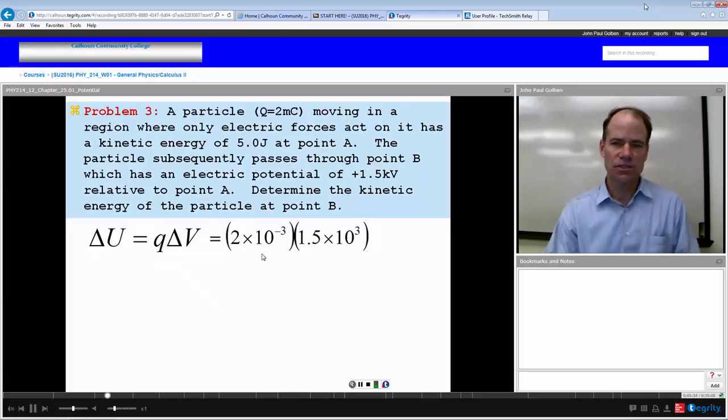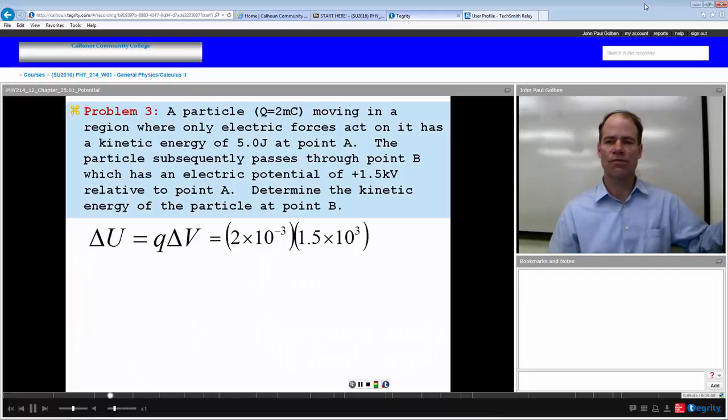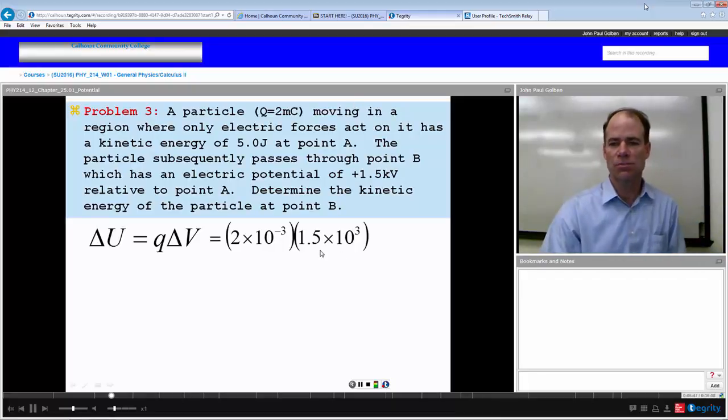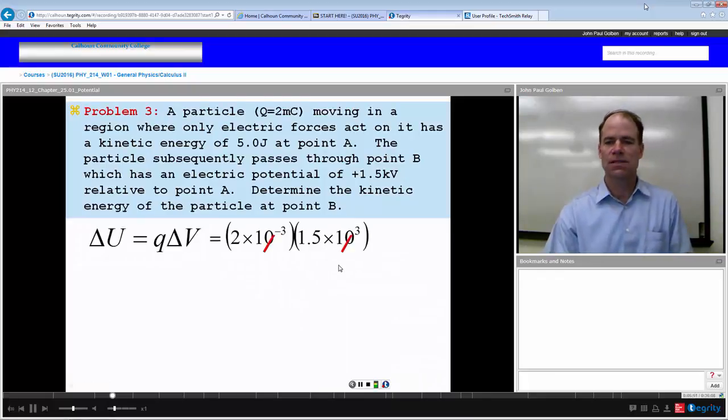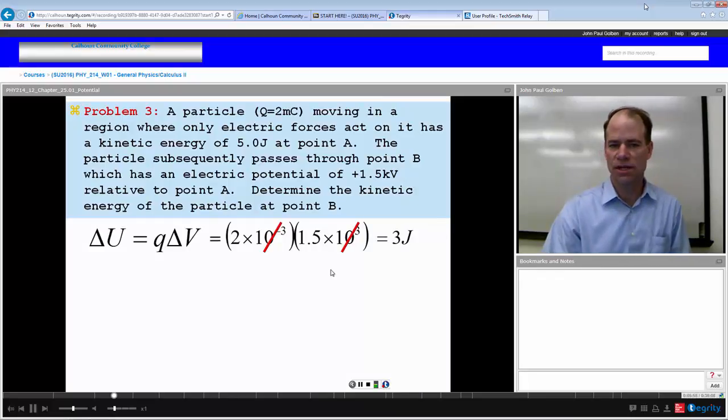Our charge is 2 millicoulombs, 2 times 10 to the minus 3 coulombs. Our change in potential, we went higher, 1.5 kilovolts higher at point B relative to point A. So our change in potential is 1,500 volts. 10 to the minus 3, 10 to the 3 cancel out. And our change in potential energy is 3 joules.